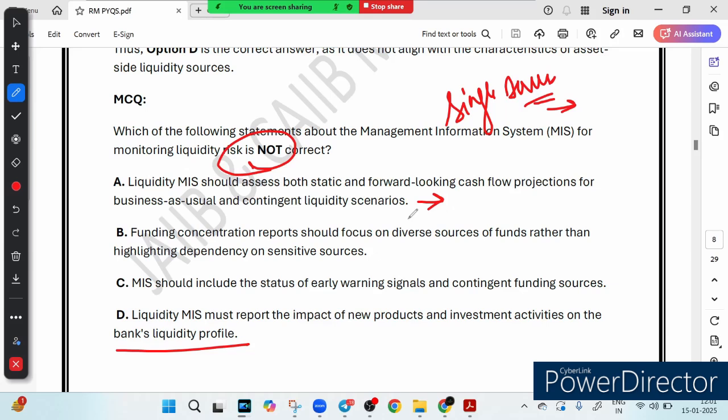So let's take an example to make it more clear. Let's say you are managing your personal finance. Option A, you check your current account balance, static, and make a budget for next month's groceries and bills. Option B, you avoid putting all your savings in one risky investment and ensure your funds are spread across safe sources. Option C, you keep an eye on your spending habits, like a sudden shopping spree or missed bills, and you know where to borrow money if you need it. Option D, you consider how buying that new car will affect your savings and whether you have enough cash for emergencies. Right. So hopefully the concept is clear now.